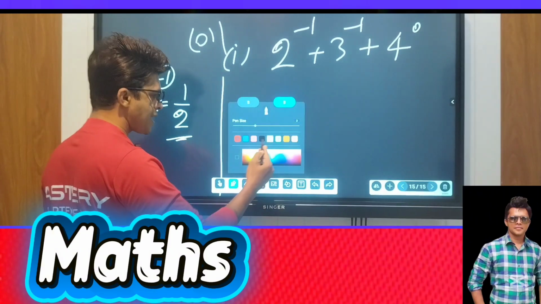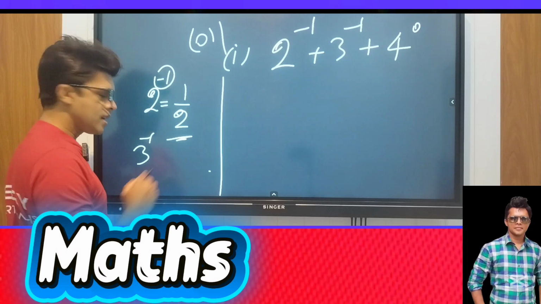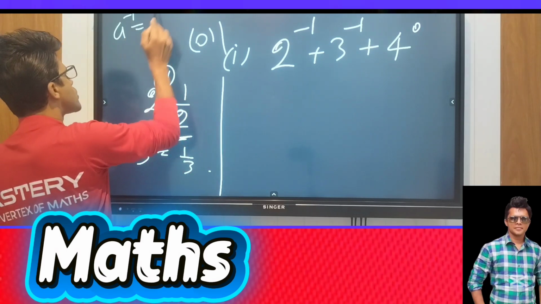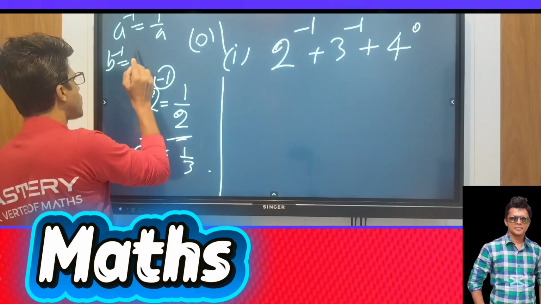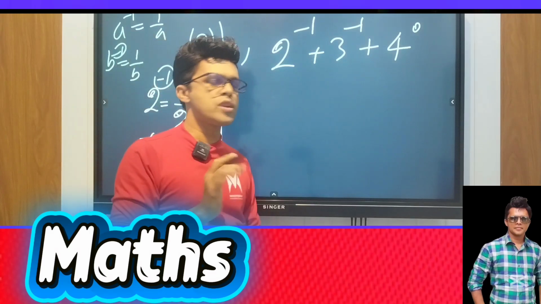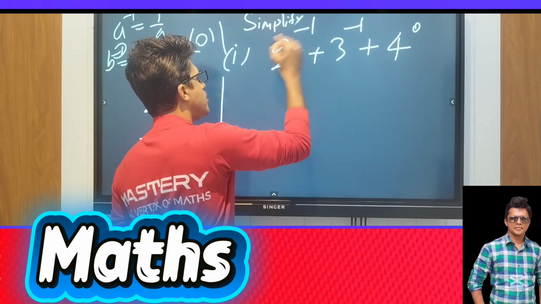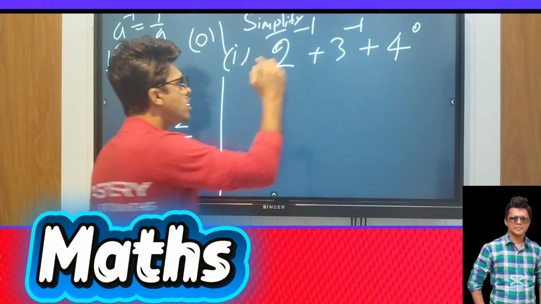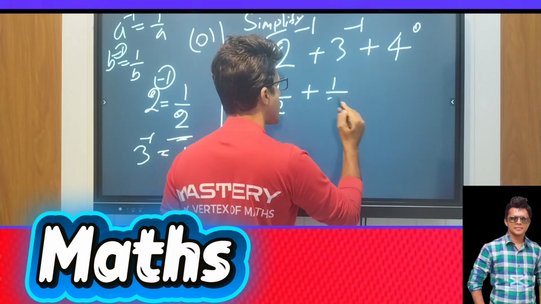Remember this one: 3 to the power minus 1 is written as 1 over 3. a to the power minus 1 equals 1 over a. Don't forget it. b to the power minus 1 equals 1 over b. Minus 1 becomes plus 1. The question is, you have to simplify this one. So negative indices we write as positive indices. This is written as 1 over 2, and this one can be written as 1 over 3.